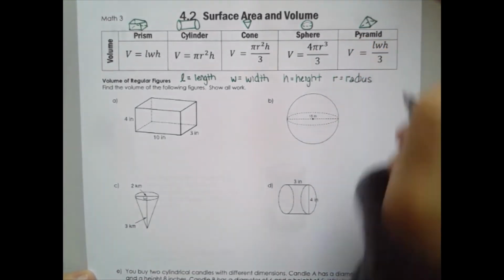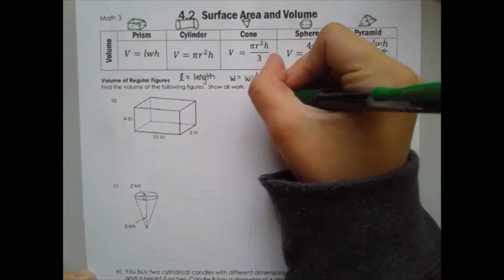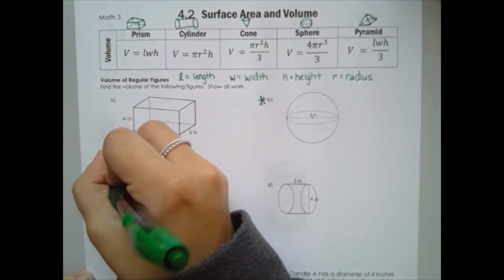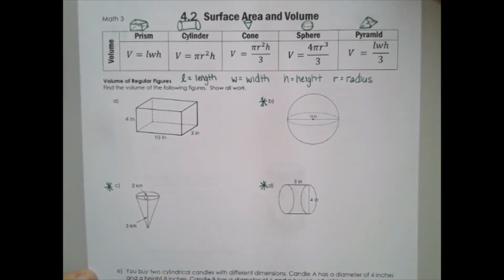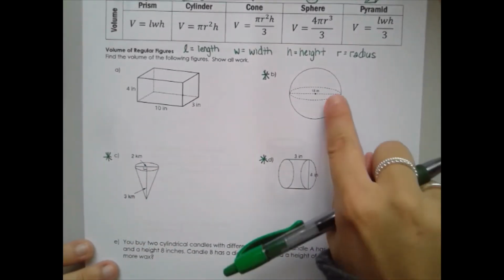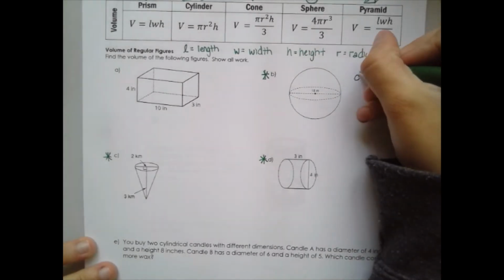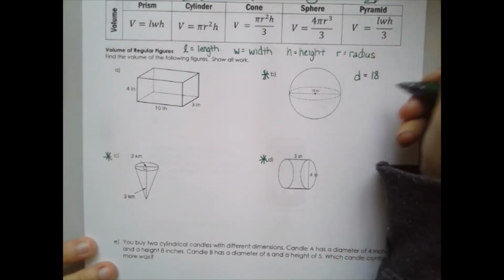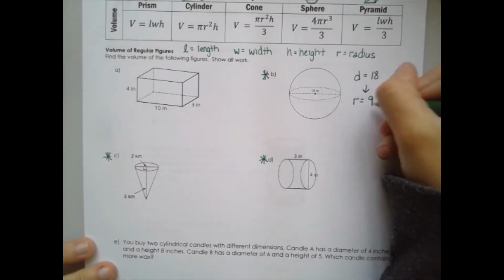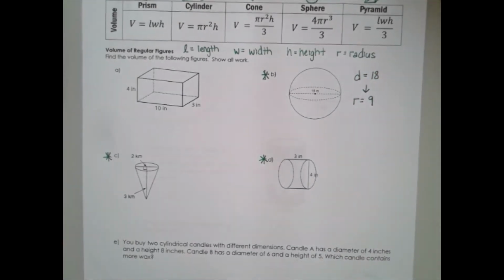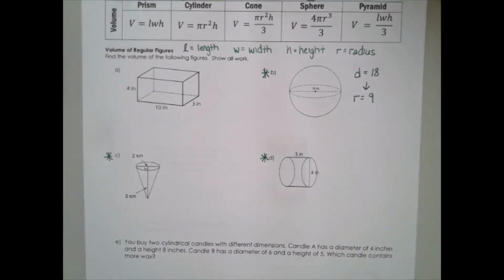Whenever we work with problems like B, C, and D, each of these you've been given a diameter, so you're going to have to take this. Our diameter is 18, so our radius would be 9. So remember, anytime you're given a diameter, you have to divide by 2 so you can get your radius. So pay attention to if you're given the diameter or radius anytime that you work a problem out like this.